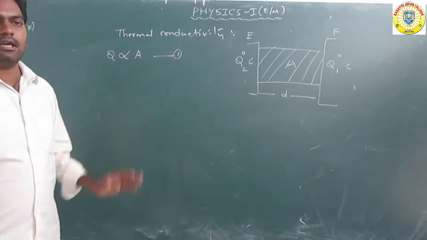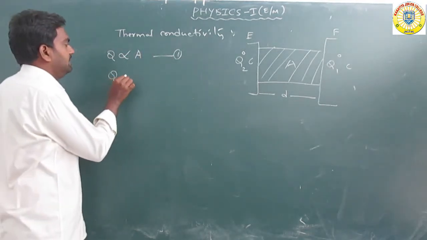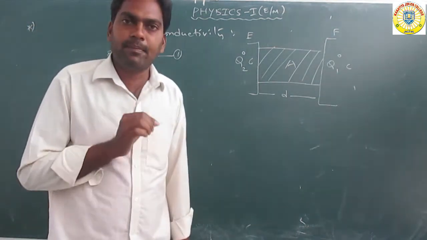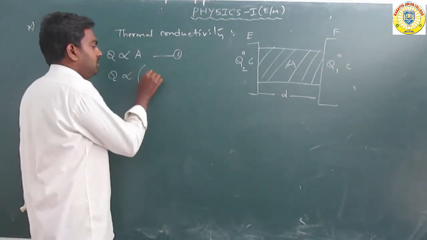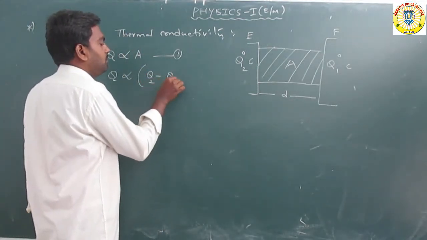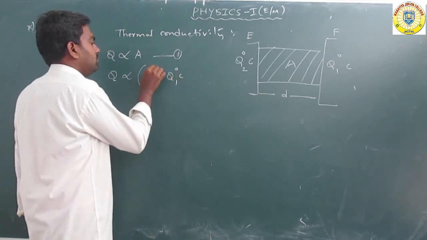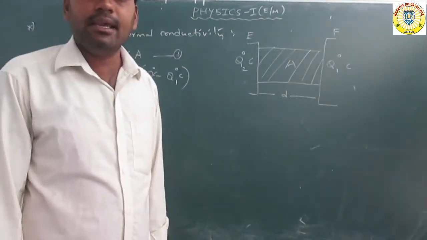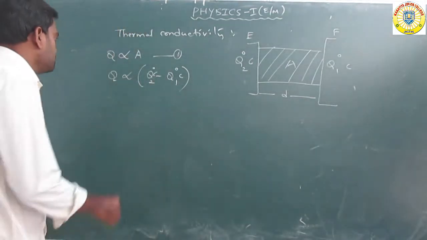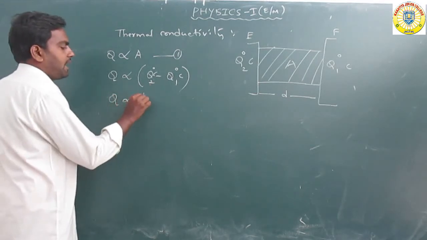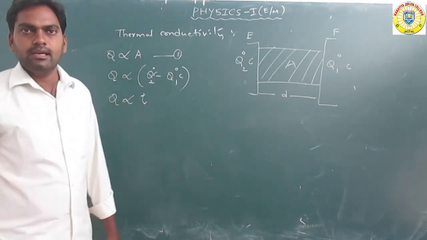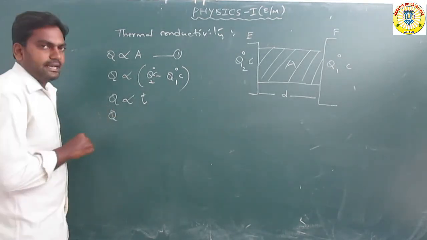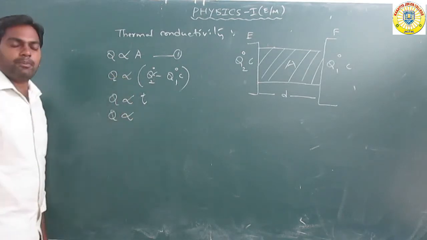Now, the conduction of the heat is directly proportional to the temperature difference between the two faces, that is theta 2 degrees C and theta 1 degrees C. Got it? So Q is directly proportional to theta 2 degrees C minus theta 1 degrees C. Now, Q is also directly proportional to the time of flow between the two faces.